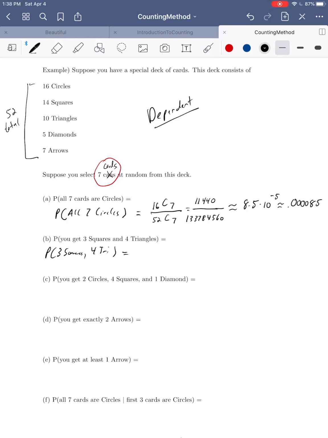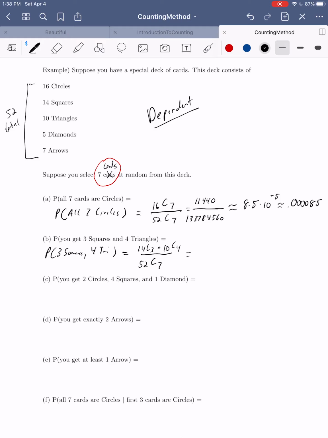All right, next one, we want to get 3 squares, 4 triangles. Same idea, we're still pulling 7 cards out of 52, so 52C7. The numerator, we just count each piece separately. The 3 squares need to come from the 14 total, so that'll be 14C3. And the 4 triangles need to come from the 10 total, so 10C4. We multiply those two things together, and we'll type all of this in at once.